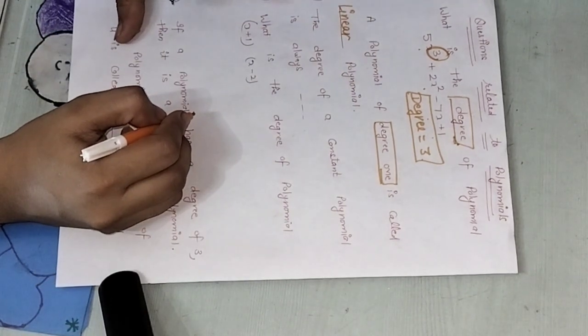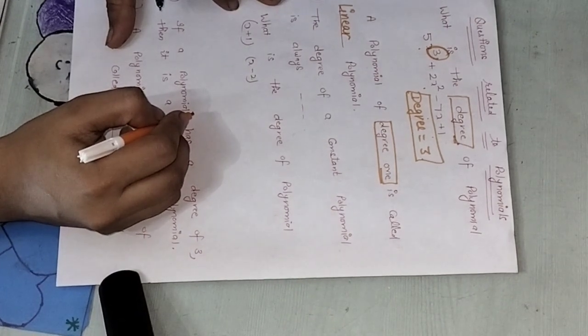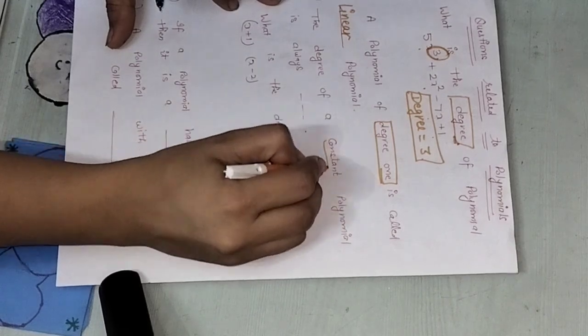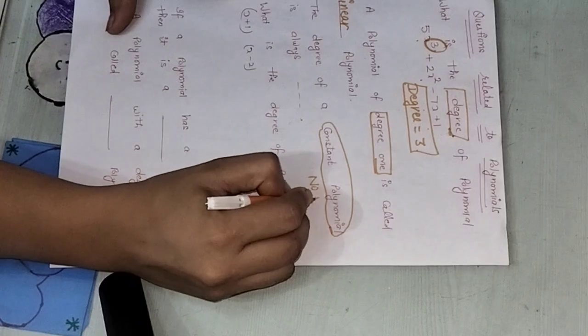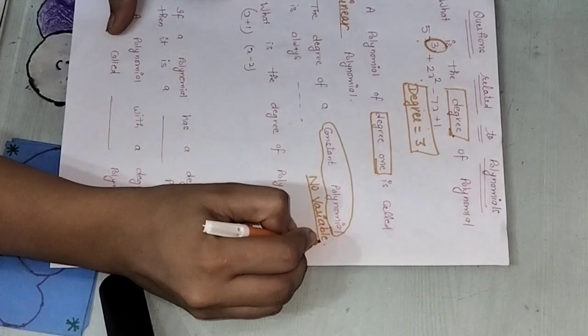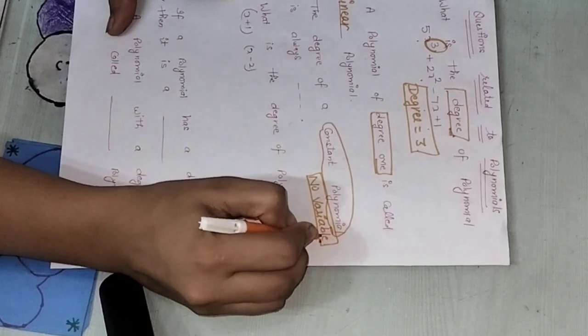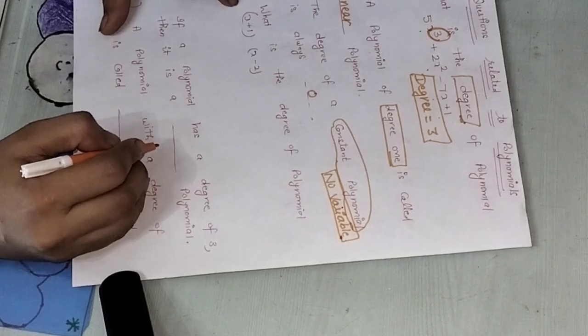Next question. The degree of a constant polynomial is always dash. In a constant polynomial, there is no variable, and as there is no variable, there will be no degree. So the degree of a constant polynomial is always 0.